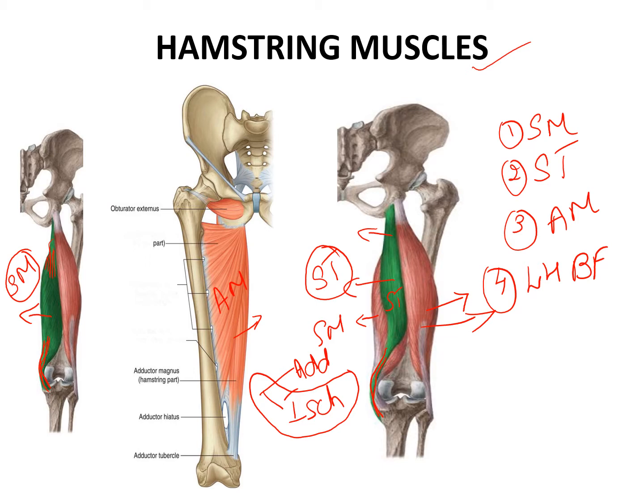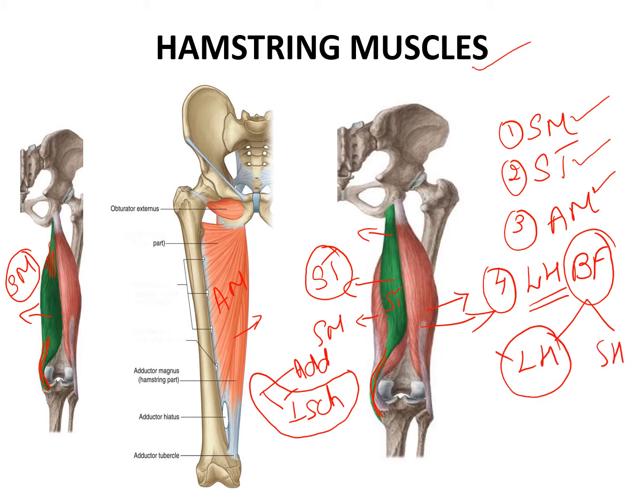So these are the hamstring muscles, namely semimembranosus, semitendinosus, the ischial component of the adductor magnus and the long head of biceps femoris. We already know that biceps femoris has long head and short head. So only the long head is the hamstring muscle. So this was about the hamstring muscles.